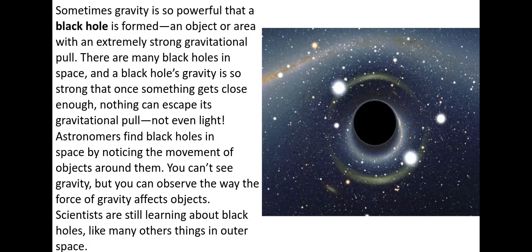Astronomers find black holes in space by noticing the movement of objects around them. You can't see gravity, but you can observe the way the force of gravity affects objects. Scientists are still learning about black holes, like many other things in outer space.